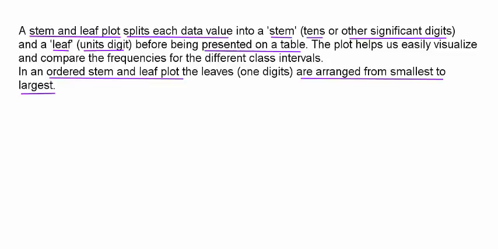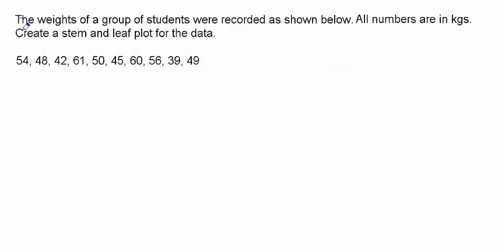Let's try and understand what all that means with the help of a couple of examples. The weights of a group of students were recorded as shown below. All numbers are in kgs or kilograms. Create a stem and leaf plot for the data. So these numbers out here represent the weights of a group of students. Each one is a weight in kilograms of a student. Let me show you how to use this data to draw a stem and leaf plot.